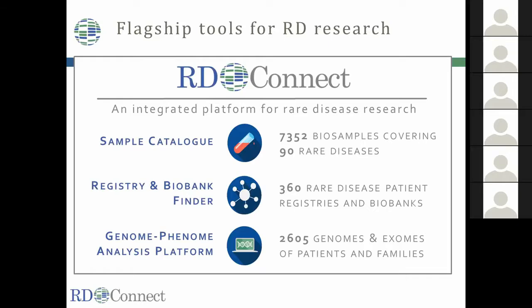All these tools now have a lot of resources, and the numbers are increasing. In the Sample Catalogue right now, there are just over 7,000 biological samples, and this webinar is dedicated to increasing this number, so that researchers can find the samples they need for their research, and to make your sample collections available and accessible to other researchers.